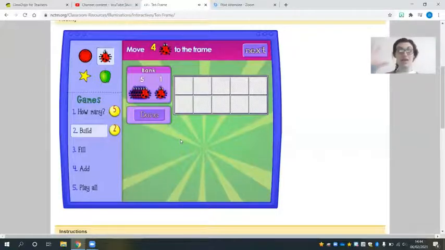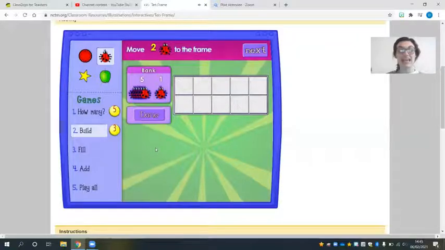Move 4 bugs to the frame. Is 4 bigger or smaller than 5? It's smaller, isn't it? So let's move one at a time. 1. Internet's going a little bit funny. 1, 2, 3, 4. Let's double check. 1, 2, 3, 4. Hooray!